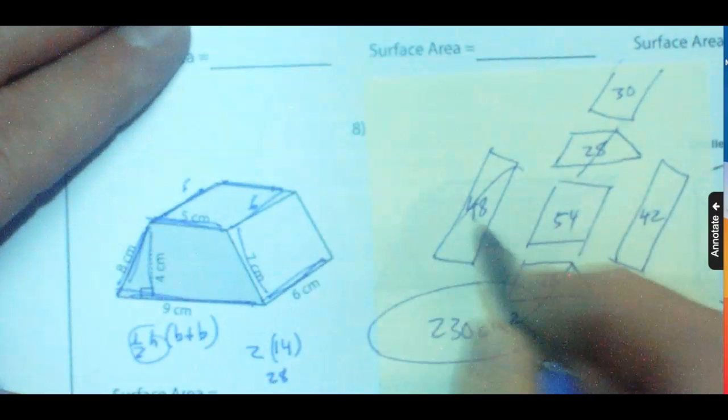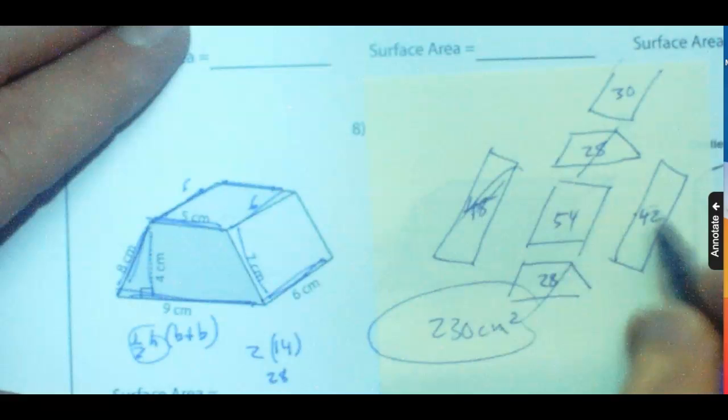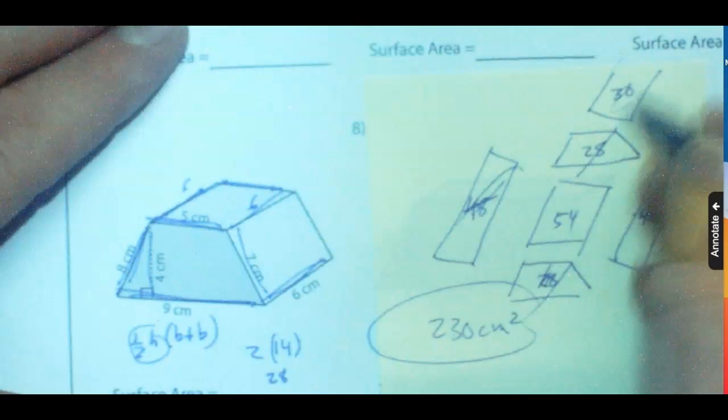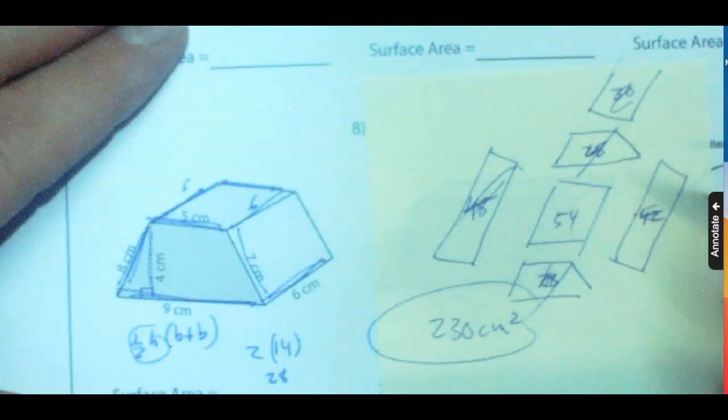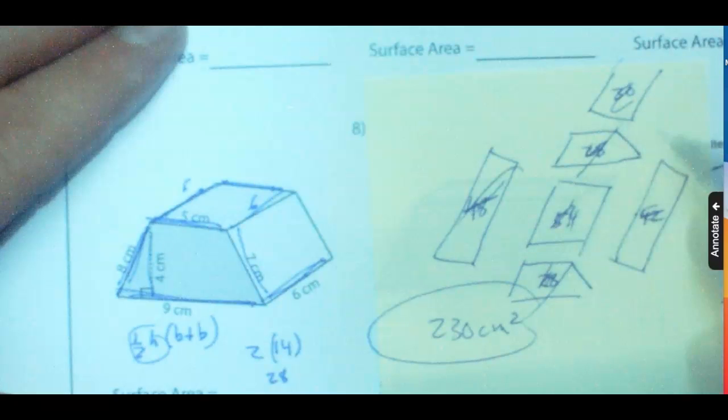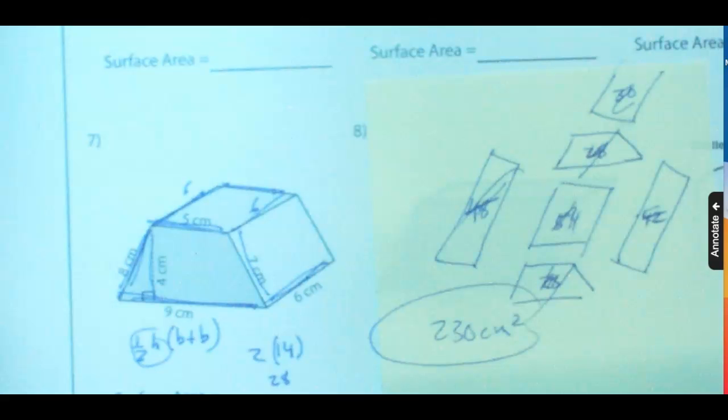This would be 90. These 2 would be 90. These guys here would be about 60, about 150. And call it 200, 230. Yeah, I just did a quick estimate, and my estimate looks like it's right on.